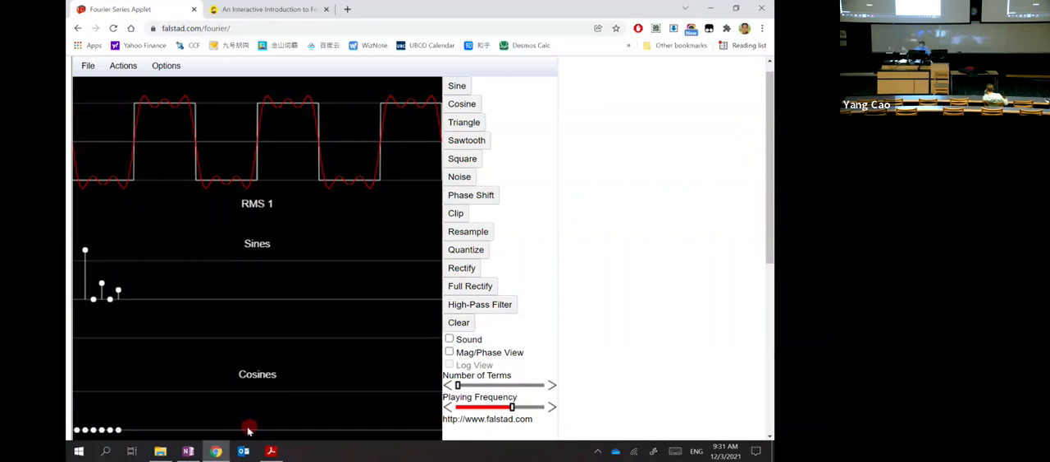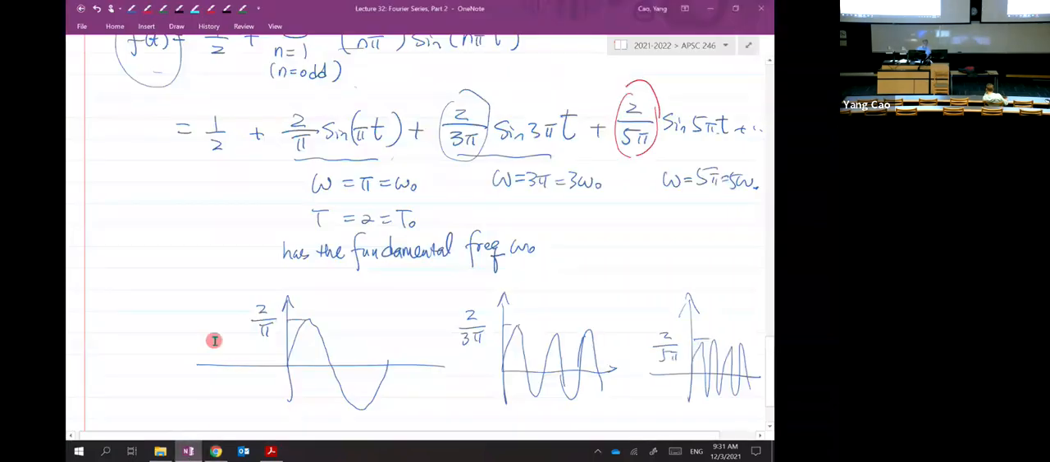So in the future, you can actually think of every periodic function as consisting of different sounds behind it, but you can't hear it. Yes.